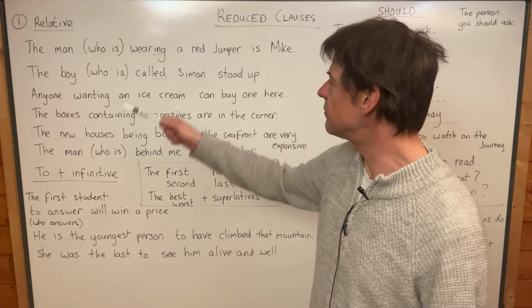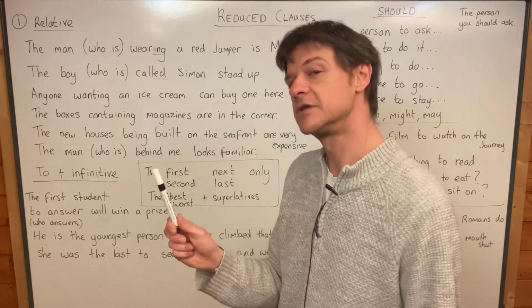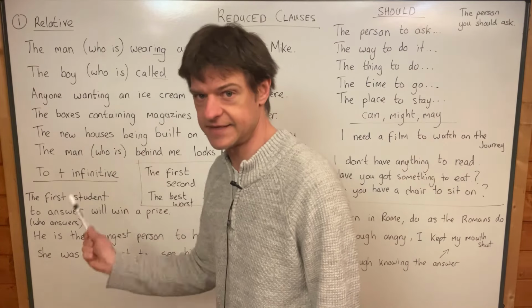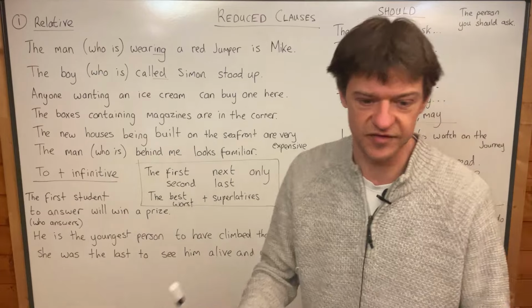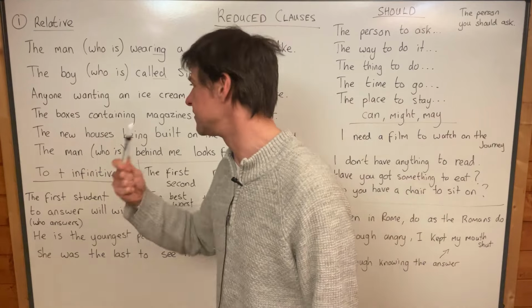Now, something that's important with this grammar, and that might surprise you, is that we can do this. Anyone wanting an ice cream can buy one. Here, this wanting an ice cream describes the anyone, so it's just like these two participles. But the reason why you might think this is strange is that we don't say anyone who is wanting. We say anyone who wants. So that's important. The reason why we don't say anyone who is wanting is because want is a stative verb, and that means you don't say, I am wanting an ice cream. You say I want an ice cream because it's a verb that describes a state.